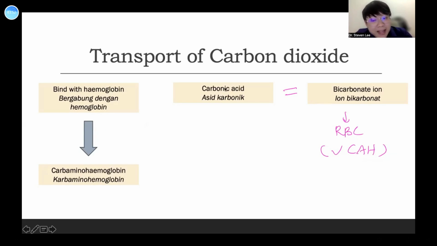But because this one doesn't have the enzyme, it cannot finish the whole process. They only start at carbonic acid only. They dissolve in the plasma, they become carbonic acid and stay stuck there.